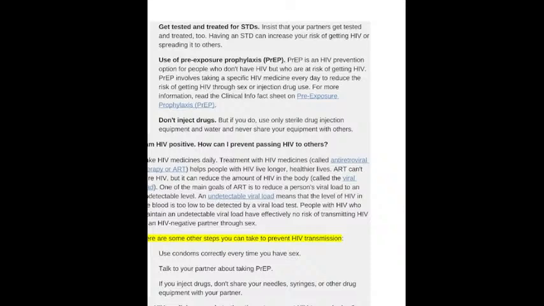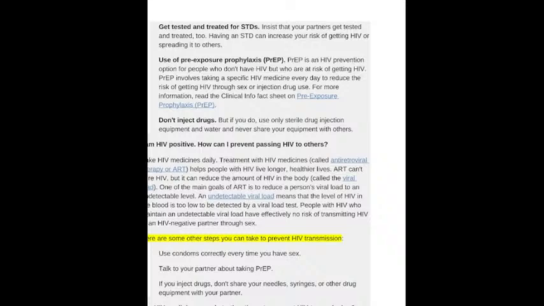Of course, it is important to insist that partners get treated for any sexually transmitted diseases, because these increase the chances of contracting or even spreading HIV to others.